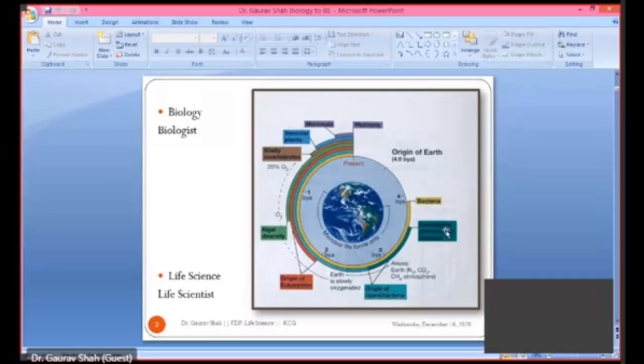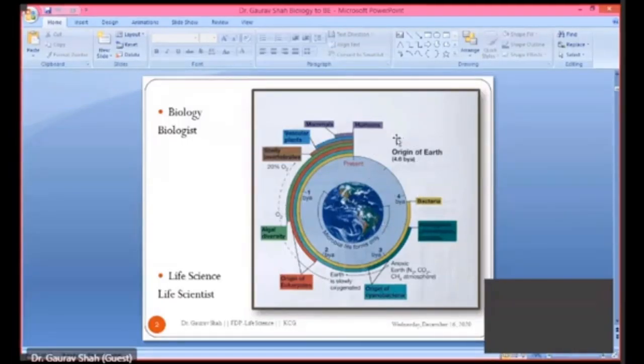starting my presentation with a very important slide, which all of us are well aware of, regarding the origin of Earth and the origin of the first organism and how we originated. So the evolutionary process is very important for all biologists. I call them life scientists also, whether we are in academics or in research, finally we are all biologists and scientists. So this is very important, and you are all aware of this particular aspect.